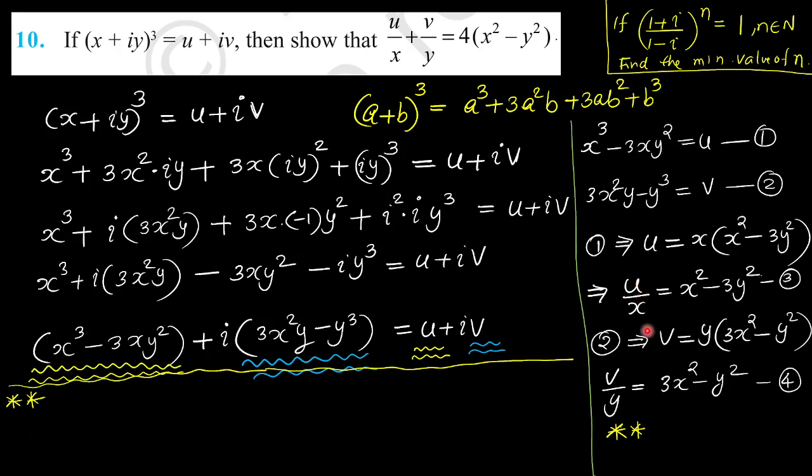So I got u by x and v by y. We have to prove that u by x plus v by y equal to this. u by x plus v by y equal to: u by x, I got x square minus 3y square. And v by y I got 3x square minus y square.